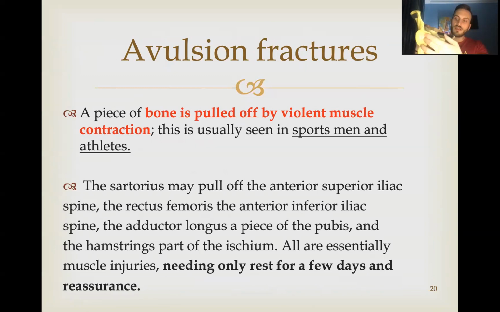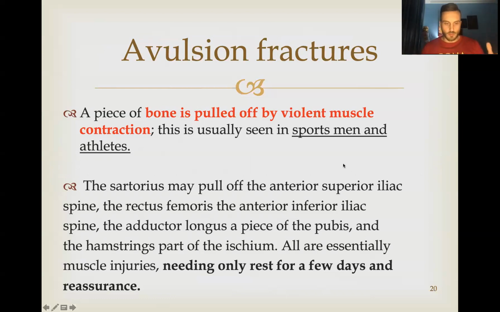The anterior inferior iliac spine is in here. Sorry, this is the anterior superior iliac spine, this is the anterior inferior. The anterior superior, the sartorius. The anterior inferior, you can find here the straight head of the rectus femoris. It's attached in here. So there will be an avulsion fracture. You will see that this piece is out, either anterior superior or anterior inferior.